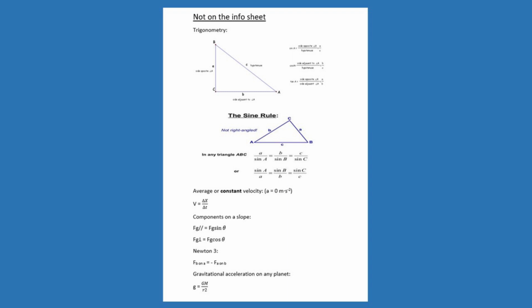Then Newton's third law. Well, we know it's not really an equation that's usable, but obviously if I'm pushing on you with 3 newtons, you're pushing back on me with negative 3 newtons because the direction is opposite. And then gravitational acceleration on any planet, g is equal to GM over r squared, and we get that equation from using the W equals mg and the Newton's law of universal gravitation equation.